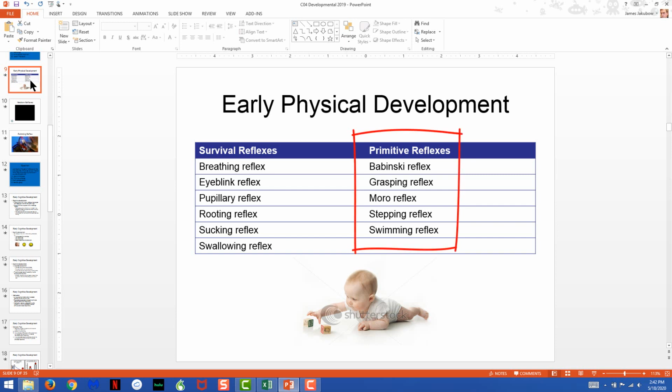The primitive reflexes, I think it would be much easier to understand by watching the video that we're going to see next. The primitive reflexes are just a classification of reflexes that have no particular survival value at the current time, and they are theorized to be a vestige remaining genetically from an earlier time period in human evolutionary history.